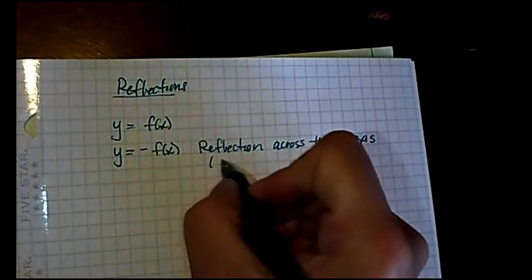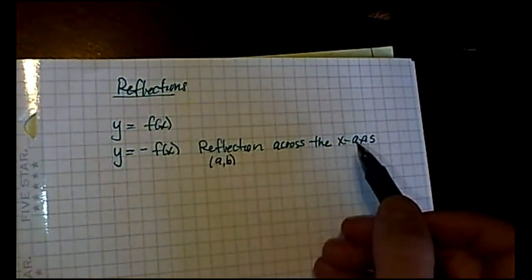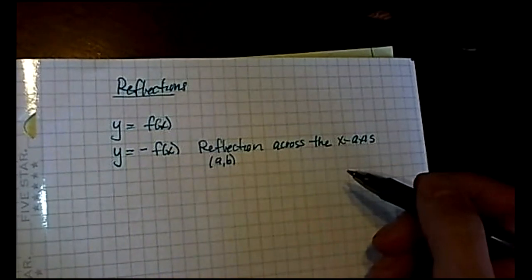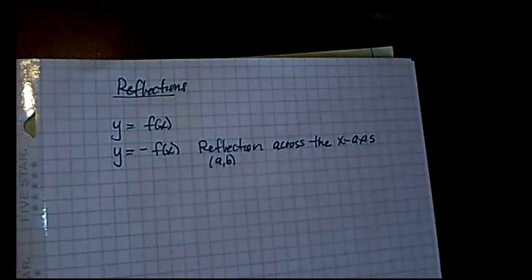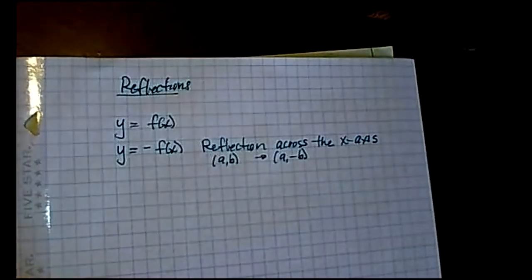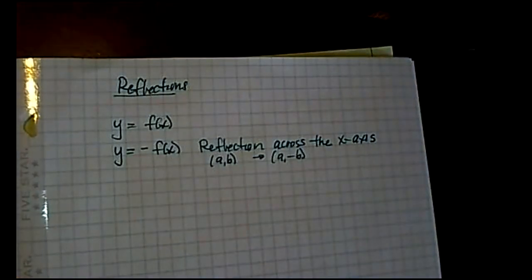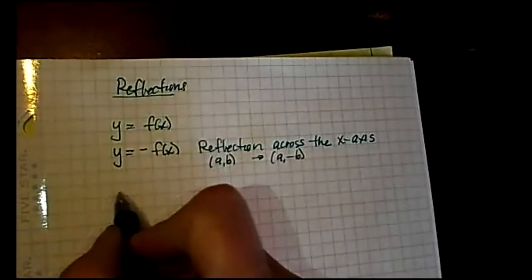Whatever point I have on my graph, because it's a reflection across the x-axis, it's going to change the y value. So it would be this. I'm going to come back to that in just a minute. I just want to be sure you get these written down first.